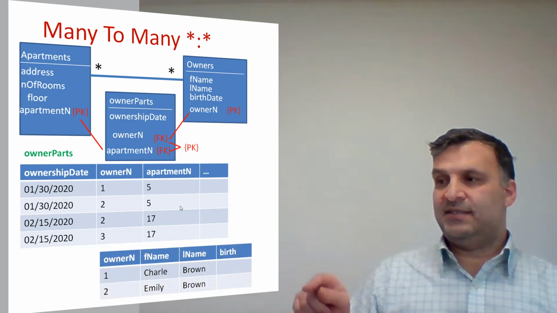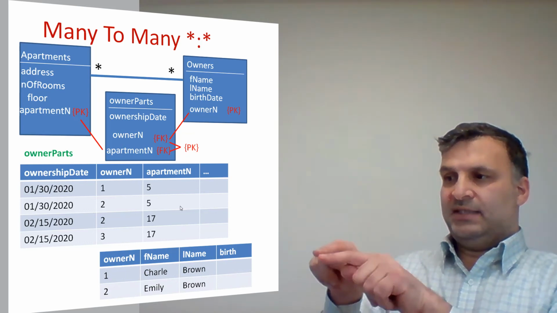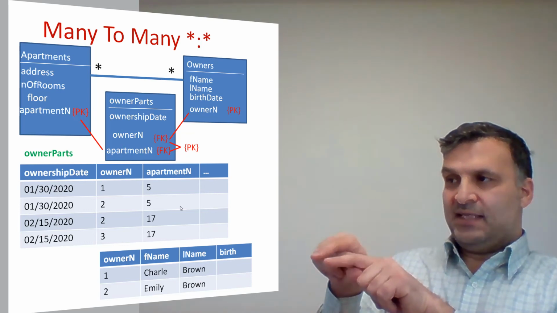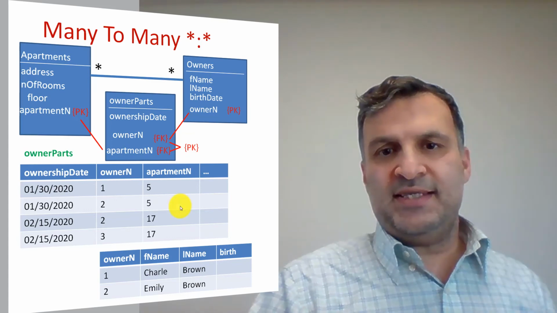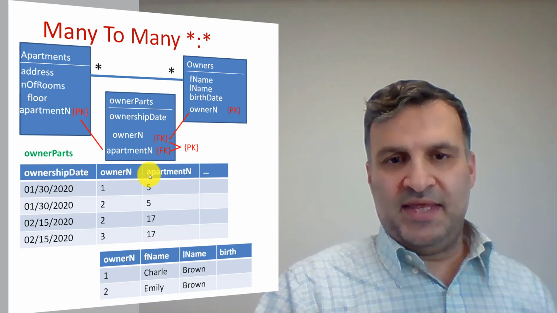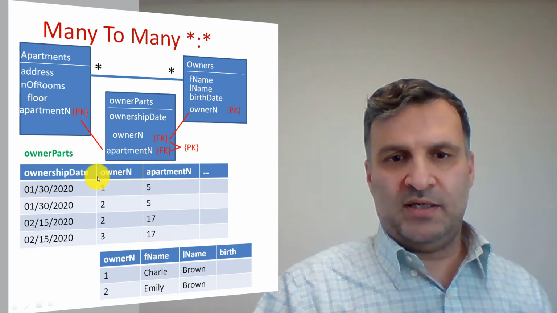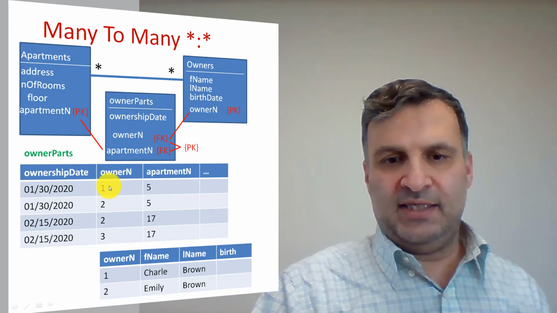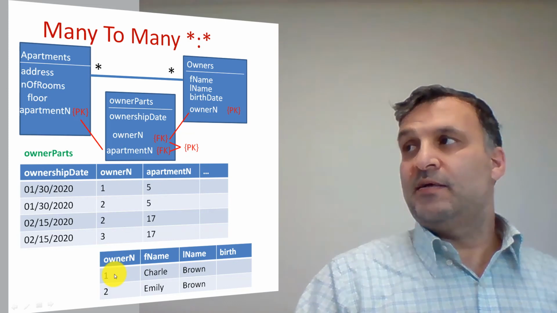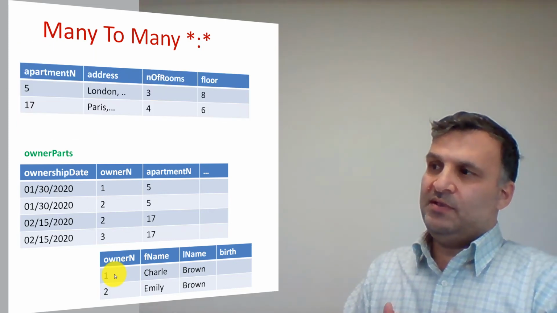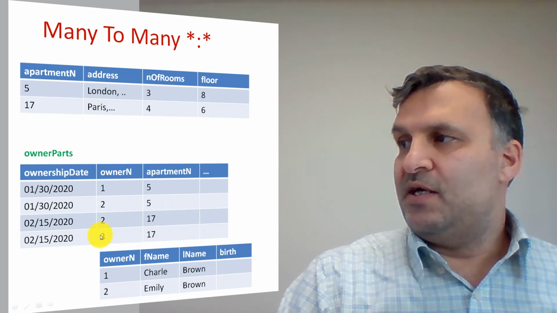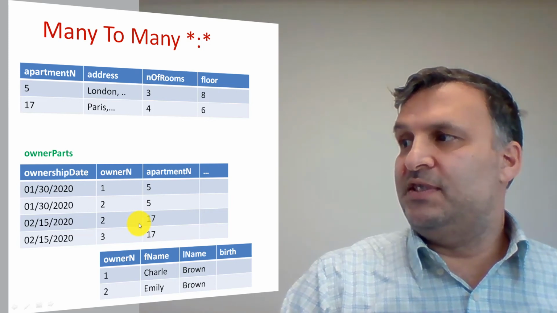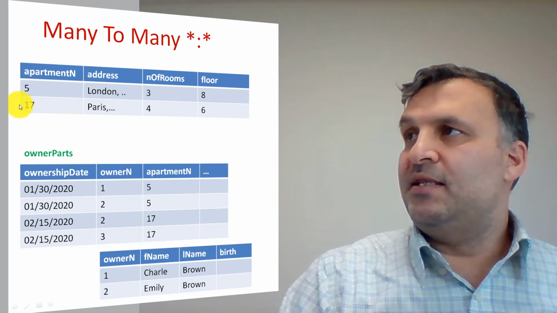For example, we can see that owner number 1 is Charles Brown, and owner number 2 is Emily Brown. So we can see that both of these people own the apartment number 5. This relationship is represented by this foreign key, owner number here, in the first line. Also, we can complete it with the second table. We can see that the owner number 2 shares the apartment number 17 with owner number 3. If we want to know more details about apartment number 17, we can go to the second line in this table.